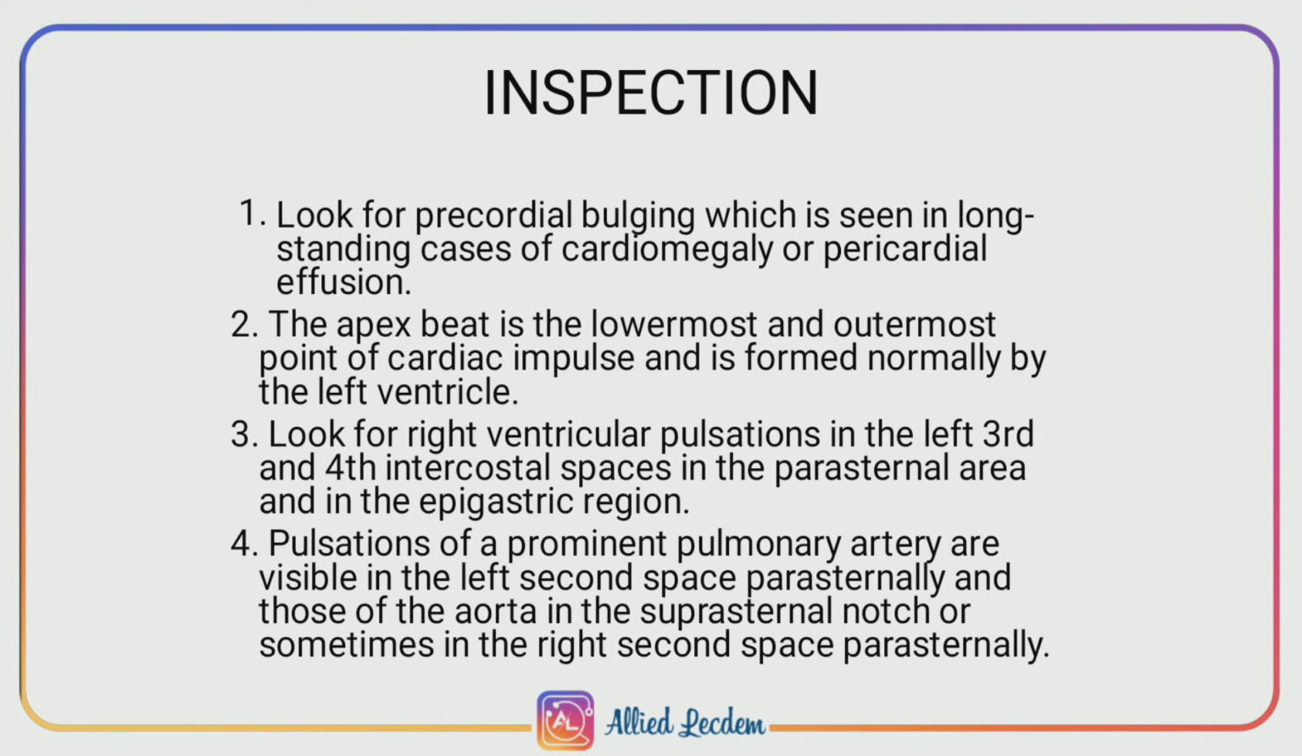Inspection. Look for the precordial bulging which is seen in long-standing cases of cardiomegaly or pericardial effusion. The apex beat is the lowermost and outermost point of the cardiac impulses and it is formed normally by the left ventricle. Look for the right ventricle pulsations in the left third and fourth intercostal spaces in the parasternal area and in the epigastric region. Pulsations of a prominent pulmonary artery are visible in the left second space parasternally, and those of the aorta in the suprasternal notch or sometimes in the right second space parasternally.